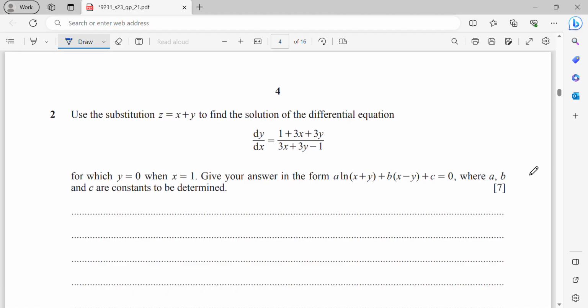Question number 2. Use the substitution z equals to x plus y to find the solution of this differential equation where y equals to 0, where x equals to 1. Give your answer in this form, in the long form, where a, b, c are constants to be determined. Okay, so now, first of all, I will rewrite the differential equation.